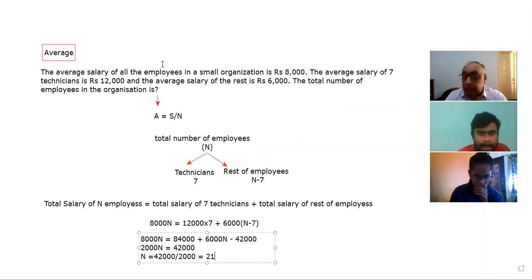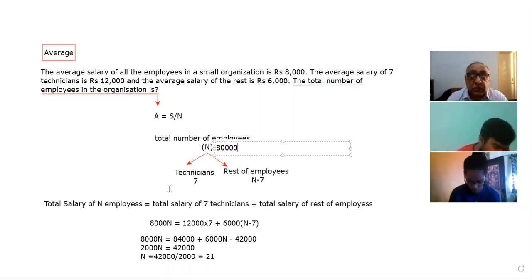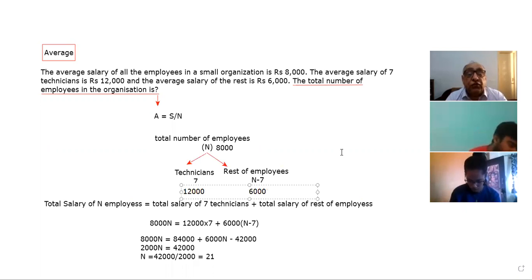Okay. So I hope this is clear to you. So what was asked in the question? Total number of employees in the organization, right? So we need to do the mapping like this: average salary of all employees 8,000, average salary of 7 technicians 12,000, and average salary of the rest of the employees 6,000. And according to the question, we have to find the value of N, which we have just found.